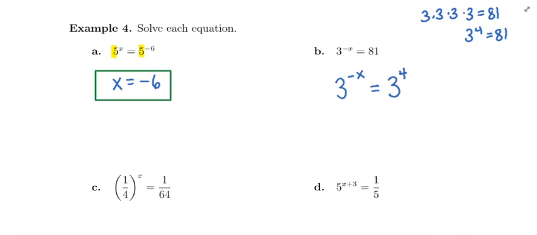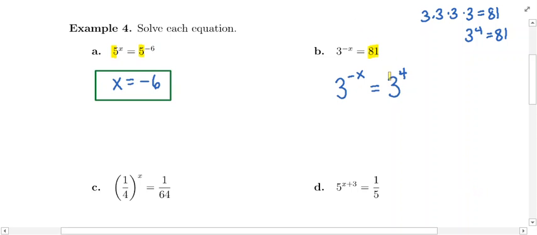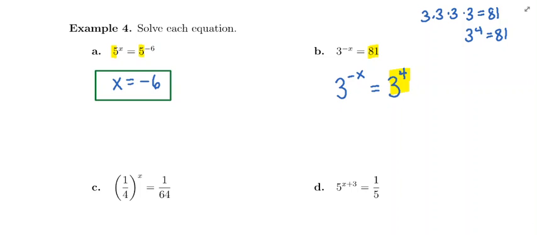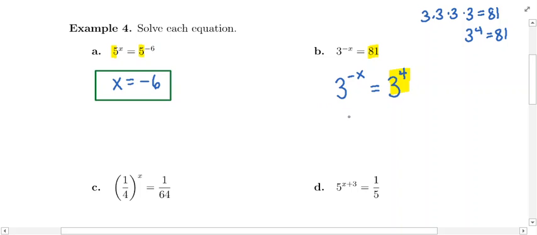You have to do this. These two quantities in yellow are equal. 3 to the fourth is the same thing as 81. Now I have the same base on both sides. The left side is 3 to a power, the right side is 3 to a power. Since the bases are the same, the only way the two sides can be equal is if the power on the left is equal to the power on the right.